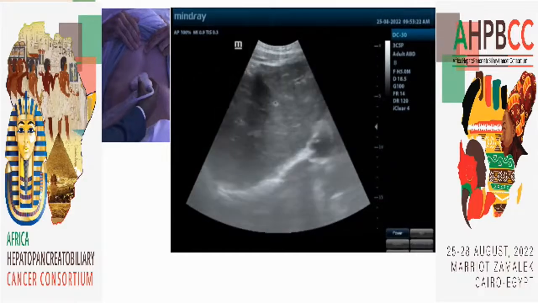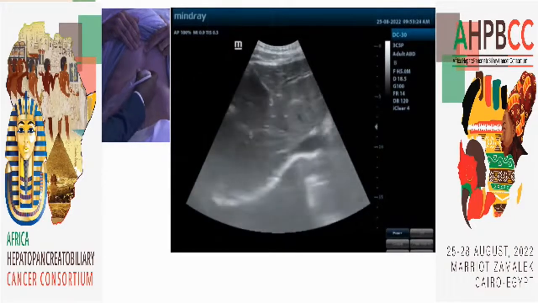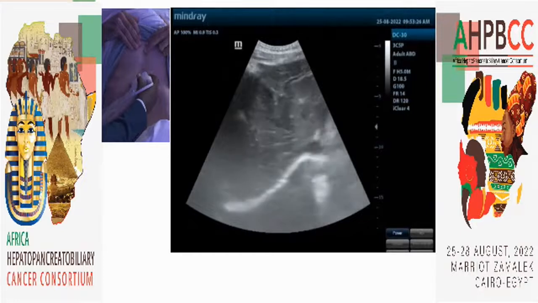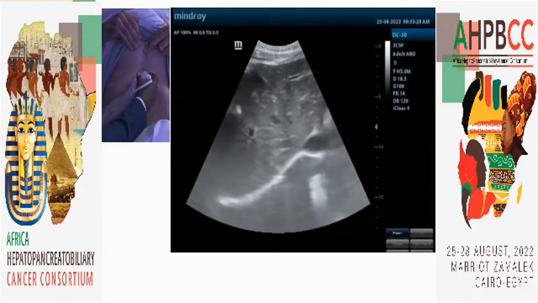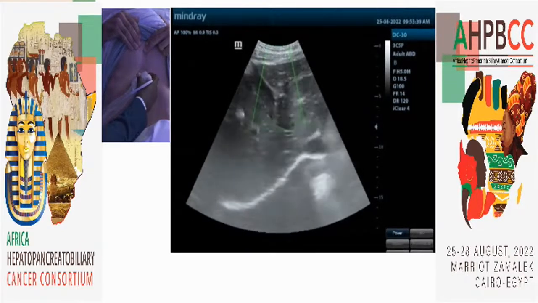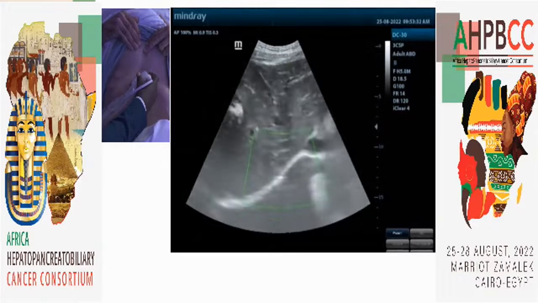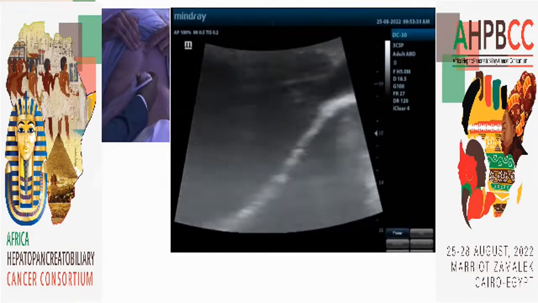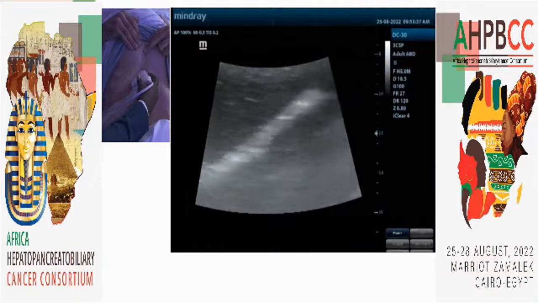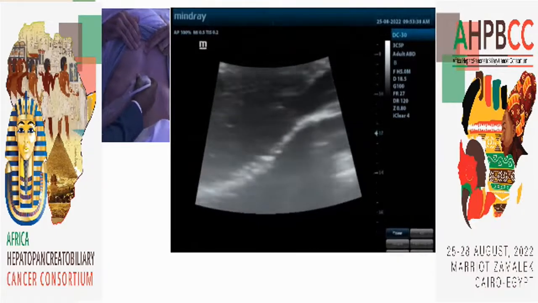So I'm going to measure the size of the lesion in segment 7. You can use the depth and you can use the zoom to make it larger if you want. Okay.